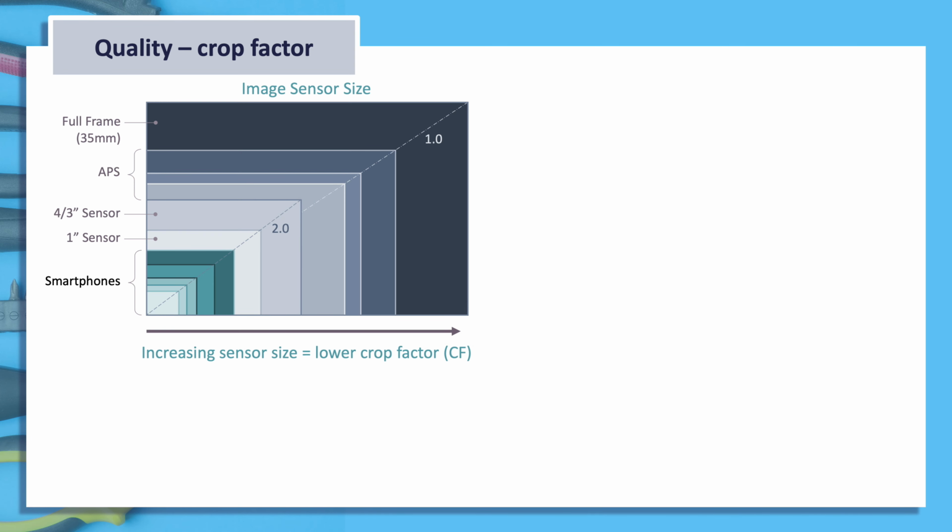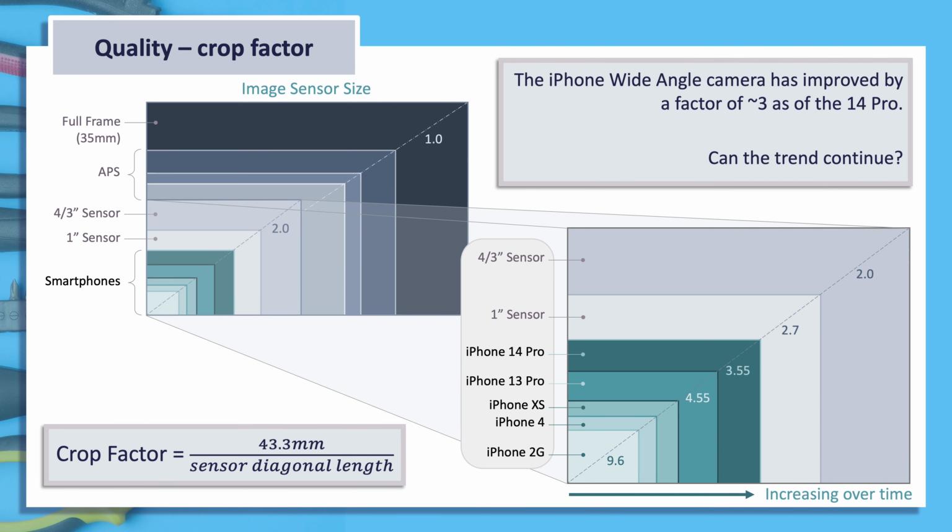Zooming in, we can see how the iPhone has progressed over time, with the first iPhone having a crop factor of 9.6, and the latest wide-angle sensor for both the iPhone 14 and 15 Pros being 3.55. That's an almost 3 times increase in size in 16 years. While that is still a ways away from the ubiquitous 4/3 sensor with a crop factor of 2.0, the Pro version of the iPhone is starting to get competitive with standalone digital cameras. Can this trend continue? What other key performance parameters is this traded against?